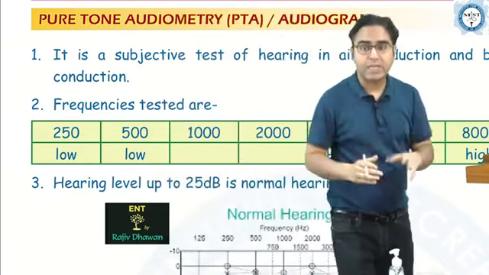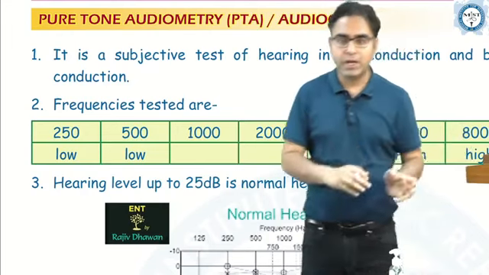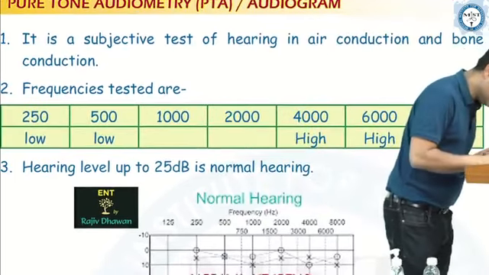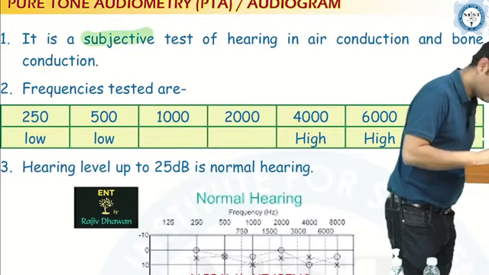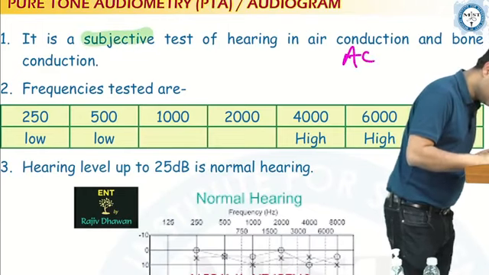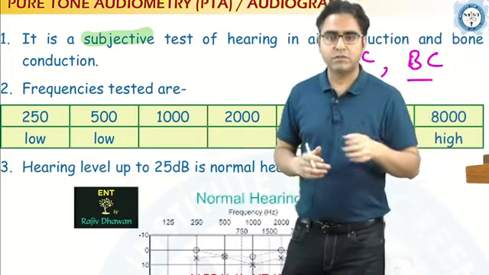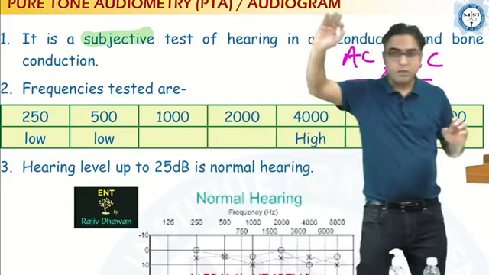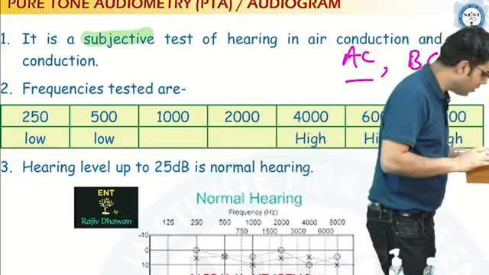It's a subjective test of hearing in air conduction and bone conduction. Subjective test means subject is involved in the test, beta. It's both tests, beta, air conduction and bone conduction. So we test in both ways, air conduction also, bone conduction also. Subjective test means subject has to respond whether he or she is hearing or not, beta.